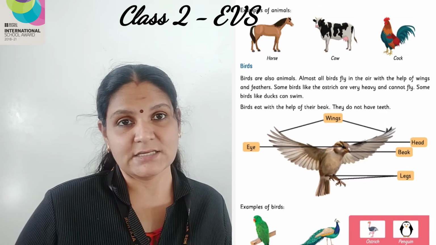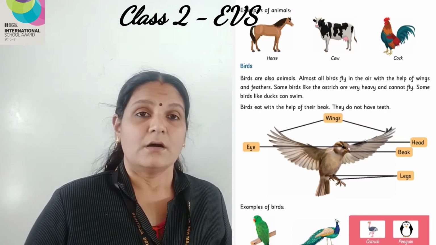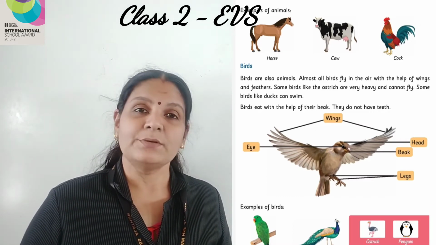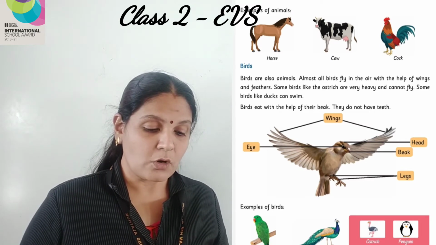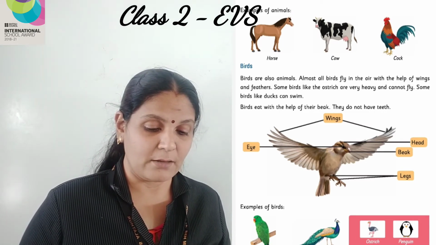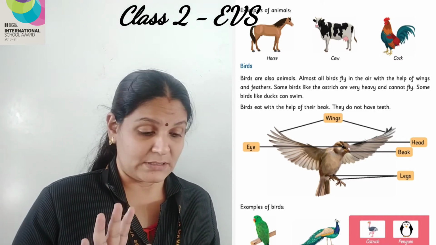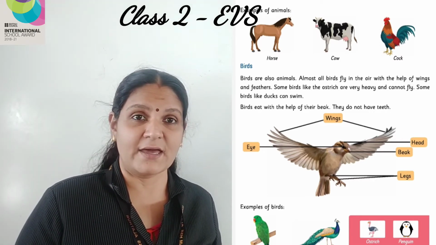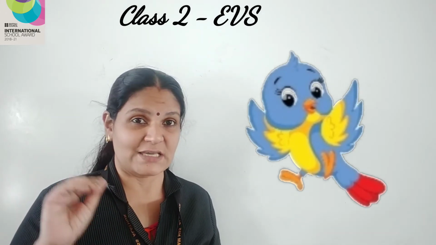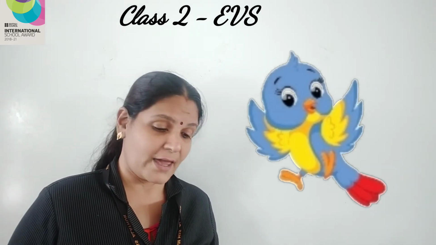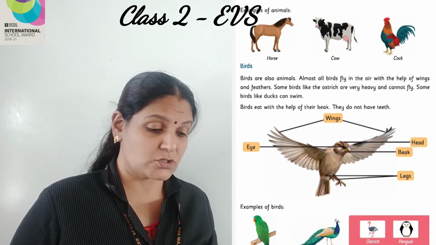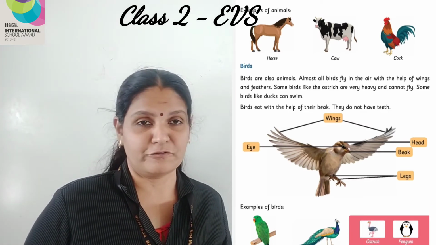The next category is birds. Birds are also animals. Almost all birds fly in the air with the help of wings and feathers. So birds are also animals. And how do they fly in the air? They use their feathers and wings to fly in the air. Some birds like the ostrich are very heavy and cannot fly.